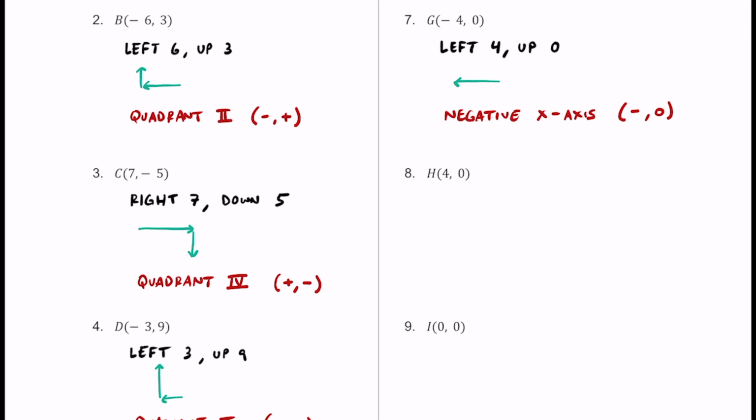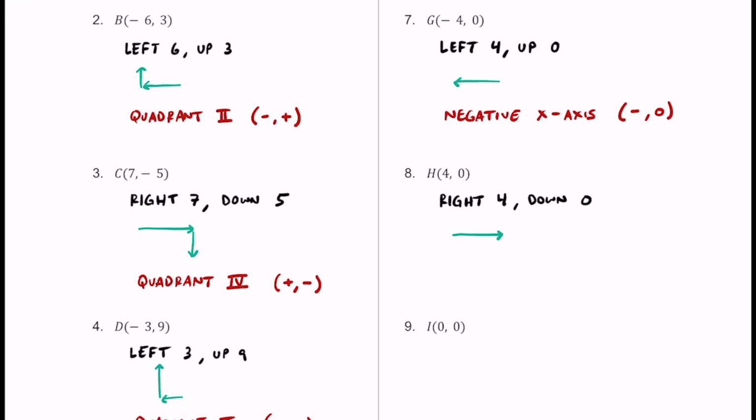For number 8, we have point H, which is located at 4, 0. So this is a positive 4. This means we're going to move to the right 4 units. After that, we're going to move up or down 0. I said up last time, I'll say down this time. I'll say down 0 units. So you know that they're both the same thing, doesn't really matter. And so when we plot this on a coordinate plane, we would just move from the origin and move to the right 4 units and then put a dot.